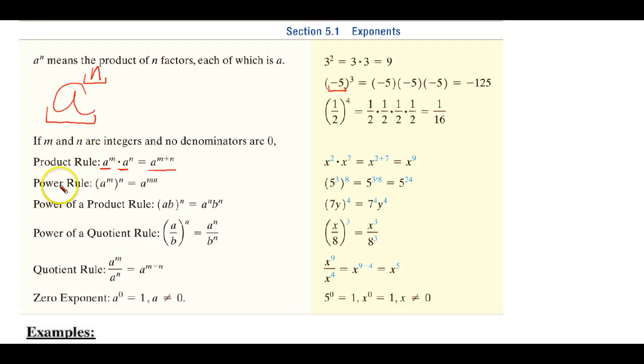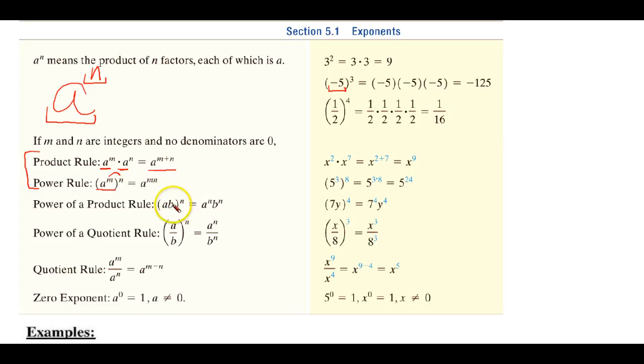Now the power rule is when we have an exponent and its base inside a parenthesis, and then outside the parenthesis we're raising it to a power. Here we multiply. So many students get these two confused. When do you add them? When do you multiply? And here are the rules.